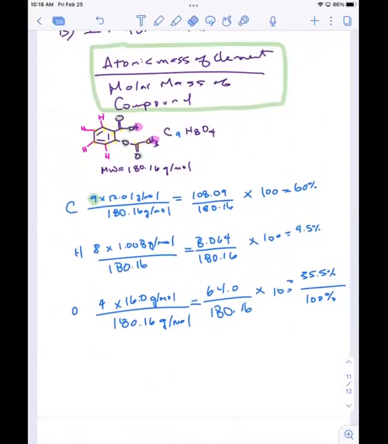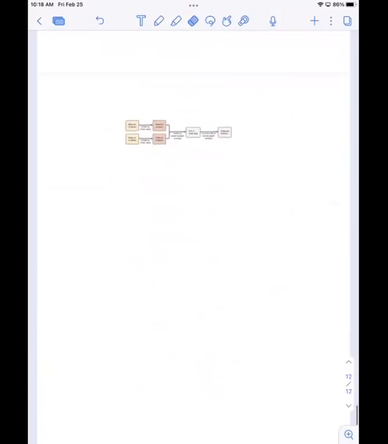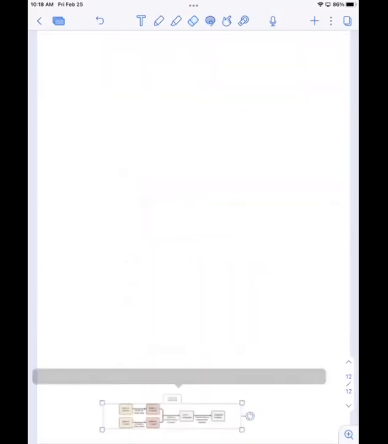All right, we're going to do another example like this just to kind of reinforce it. All right. Let's take iron 3 oxide.